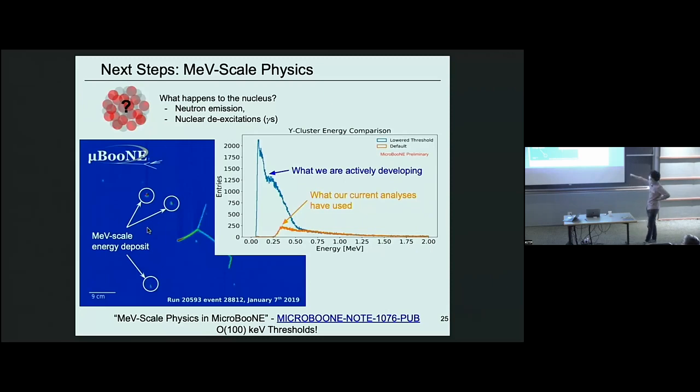So what you're seeing in the plot here is a distribution of the energy spectra of this low energy activity. The orange is showing you the reconstruction that we use for all the results that I've showed so far. The blue is basically what we're developing. And you can see that with improvements in our analysis techniques, we're able to push our thresholds to order 100 keV or so in energy, which gives us access to all these little blips and therefore more information from the neutrino interaction.